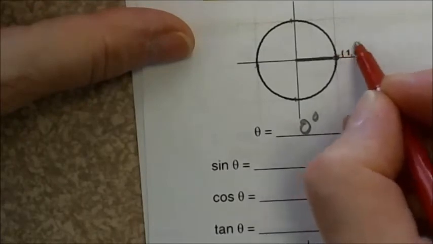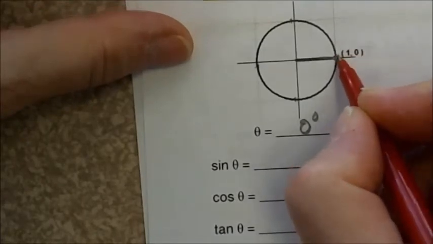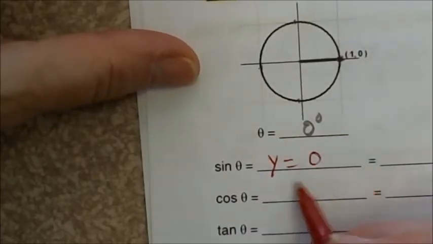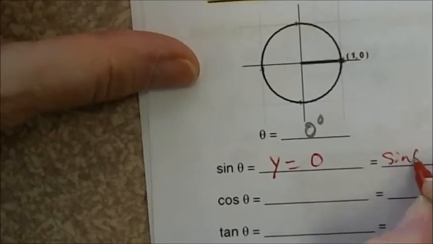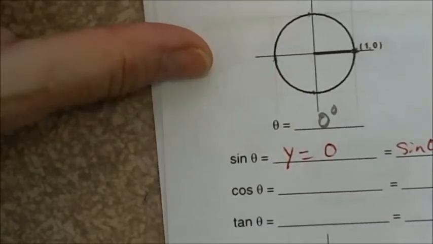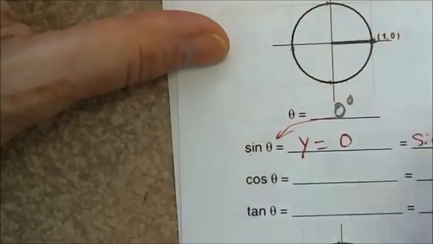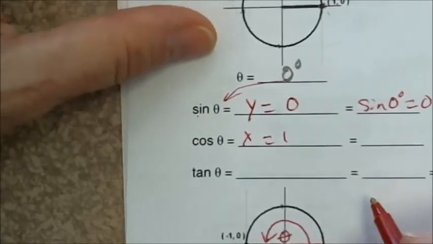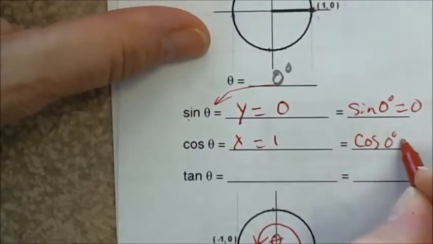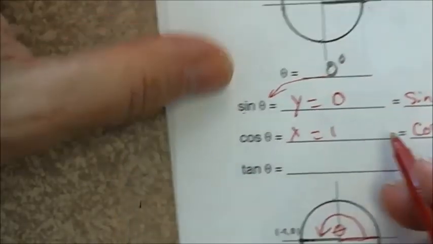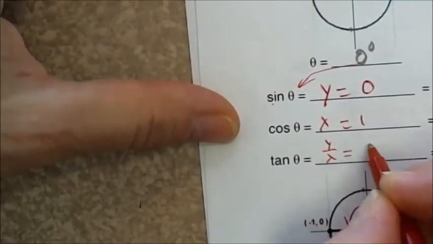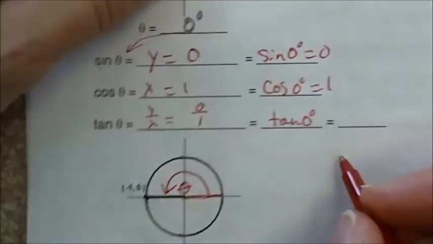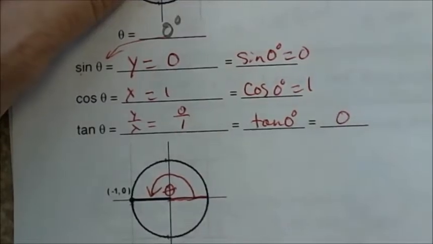So, because we have these points on the unit circle, this point is 1, 0. Remember, the sine is the y value. This y value is 0. So the sine of 0 degrees is 0. All right, the cosine is the x value. Well, the x value is 1. So we're saying the cosine of 0 degrees is equal to 1, because it's the x value. And the tangent is y over x, which is 0 over 1. So the tangent of 0 degrees is equal to 0 over 1, which is just 0.